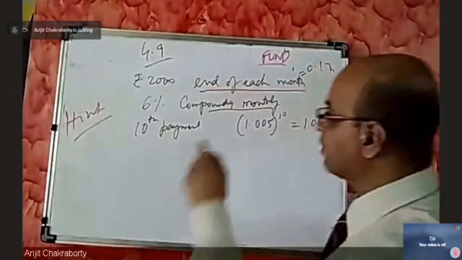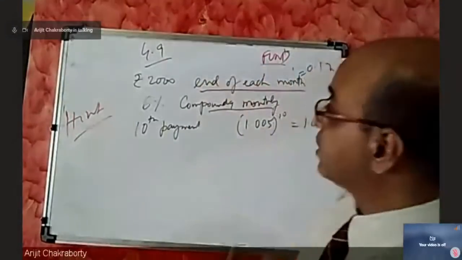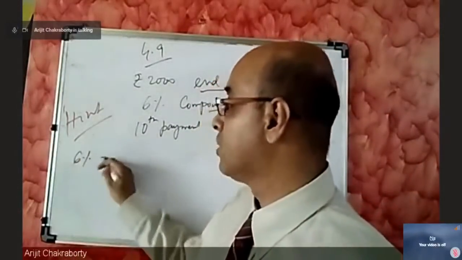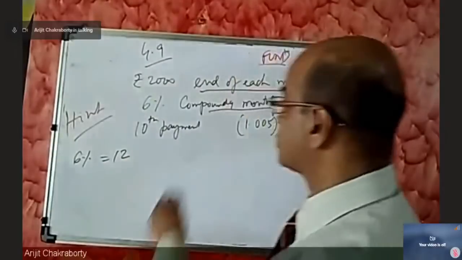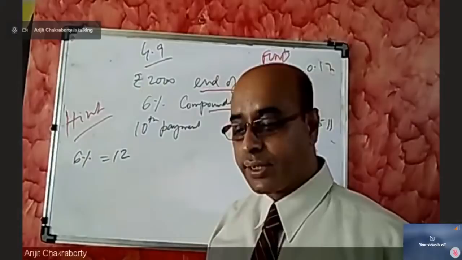So, if you are sharp enough, you will see it is compounding monthly. So, the hint is given. So, interest is 6%, compounded monthly. So, 6% for 12 months. So, I need to know the interest for 1 month. What is the interest for 1 month?